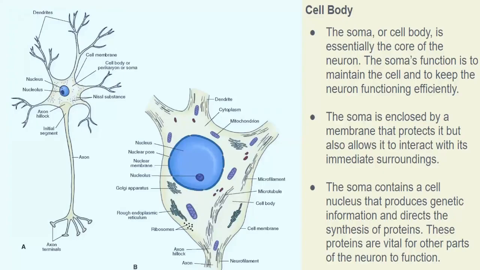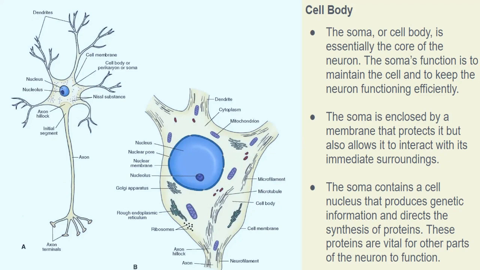Moving on to the cell body. What is the function of the cell body? The soma we studied about. Soma is called the cell body. It is the essential core of the neuron. Its function is to maintain the cell and to keep the neuron functioning efficiently.